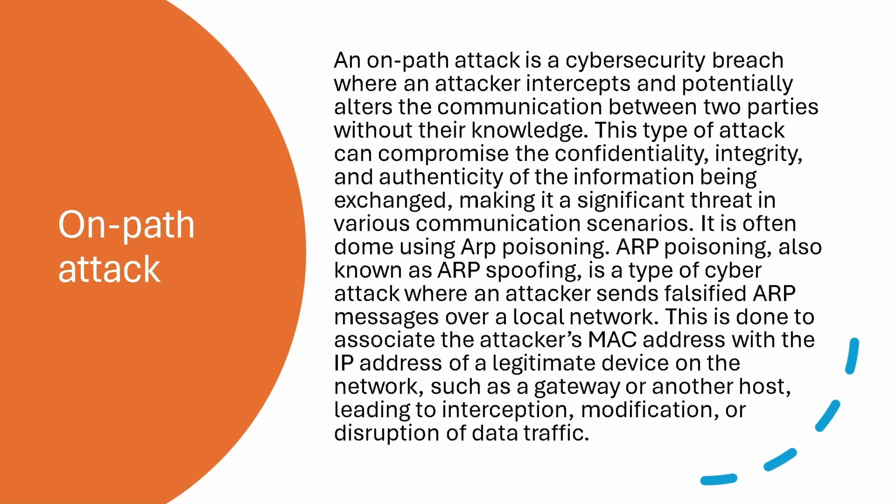ARP poisoning, also known as ARP spoofing, is a type of cyber attack where an attacker sends falsified ARP messages over a local network. This is done to associate the attacker's MAC address with the IP address of a legitimate device on the network, such as a gateway or another host, leading to interception, modification, or disruption of data traffic.